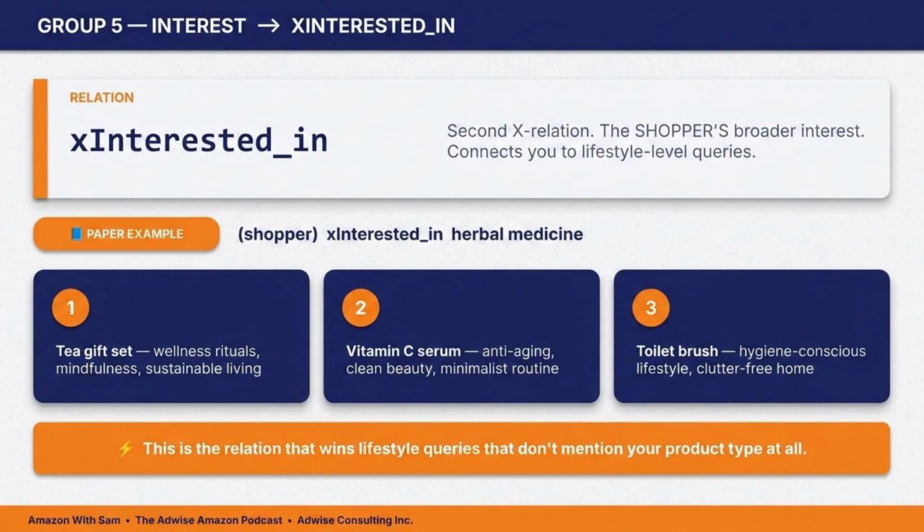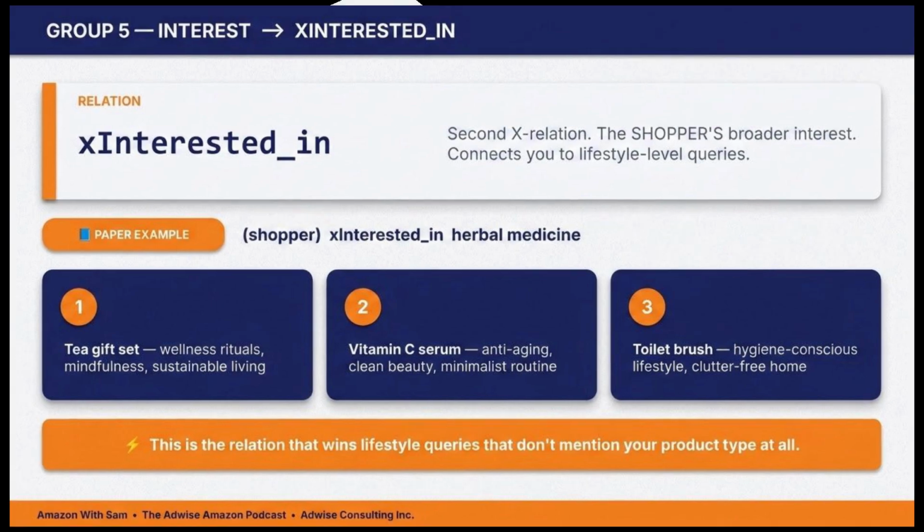This is the relation that connects your product to lifestyle level discovery, the kind of queries that don't mention your product type at all. Someone searches sustainable home upgrades, and your product comes up because COSMO mapped your X interested in signal to that intent. You'd never rank on that query with keywords alone. With X interested in, you do.